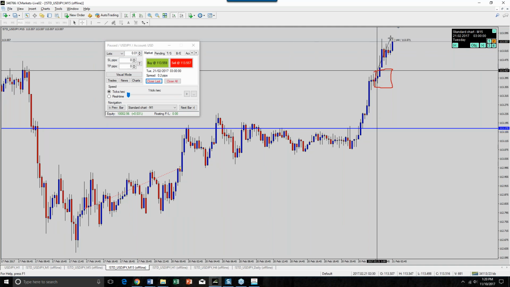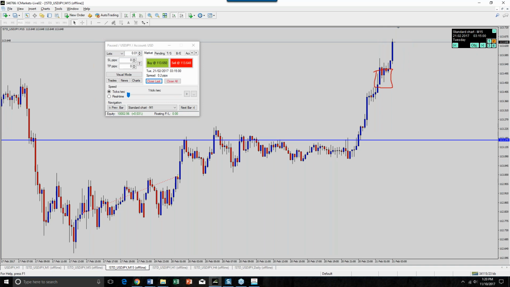You basically got about 14 pips almost, and you got a wick fill. Maybe that'll push up a little bit more. There you go. So you got a little bit of a push.